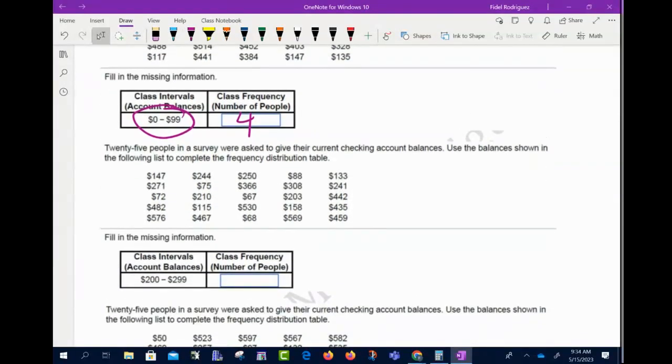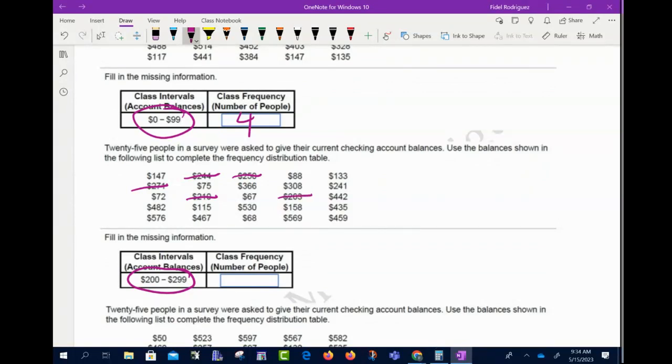Okay, still dealing with the same type of problem. Now we're looking for numbers in the 200s. So I'm just going to look at my numbers, and if it starts with a two, I want it. It's got to be a three digit number though. But if it starts with a two, I want it. So look, there's one right here. Two, three right there. Four right there.